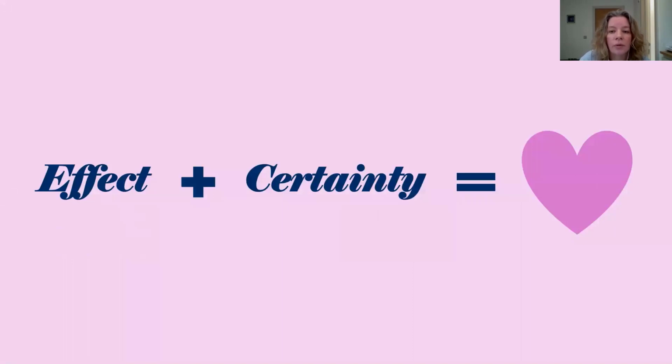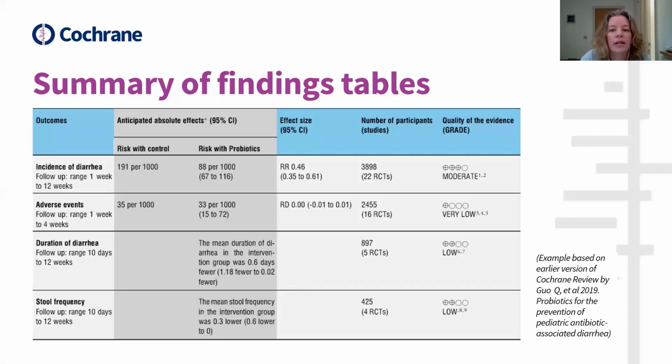So it goes back to this point that Nuala mentioned earlier about reporting effect and certainty together. You should always report the size of the effect alongside the certainty. And where do we find this information in Cochrane reviews? In summary articles. And this should always be your starting point for the basis of the messages about the evidence that you want to disseminate.